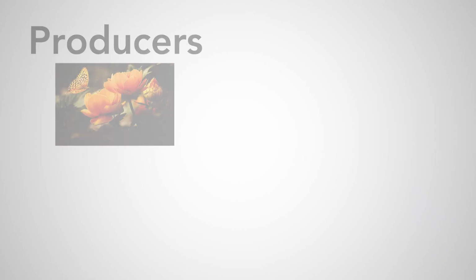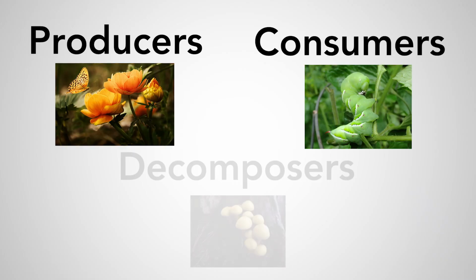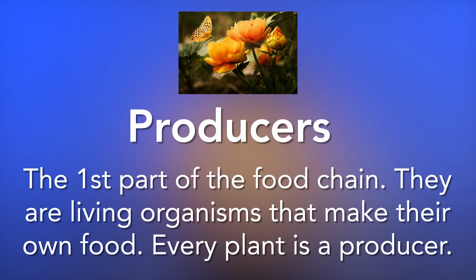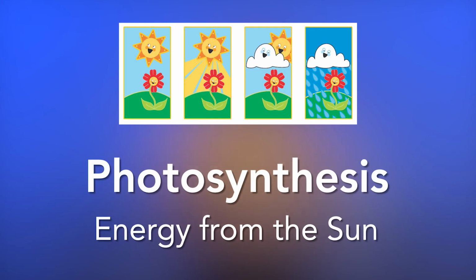Energy in a food chain starts with the sun, and a food chain has 3 categories. Those categories are producers, consumers, and decomposers. Producers are the first part of the food chain. They are living organisms that make their own food. Every plant is a producer. Plants use energy from the sun, called photosynthesis, to make their own food.